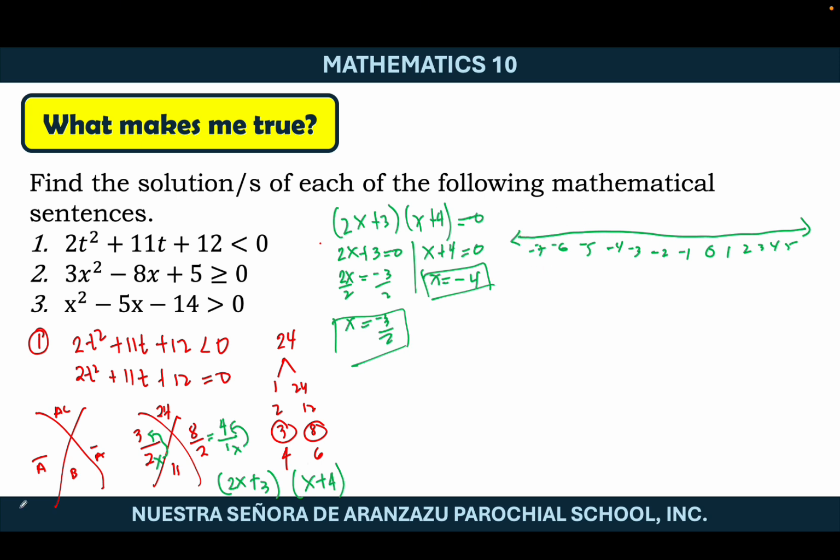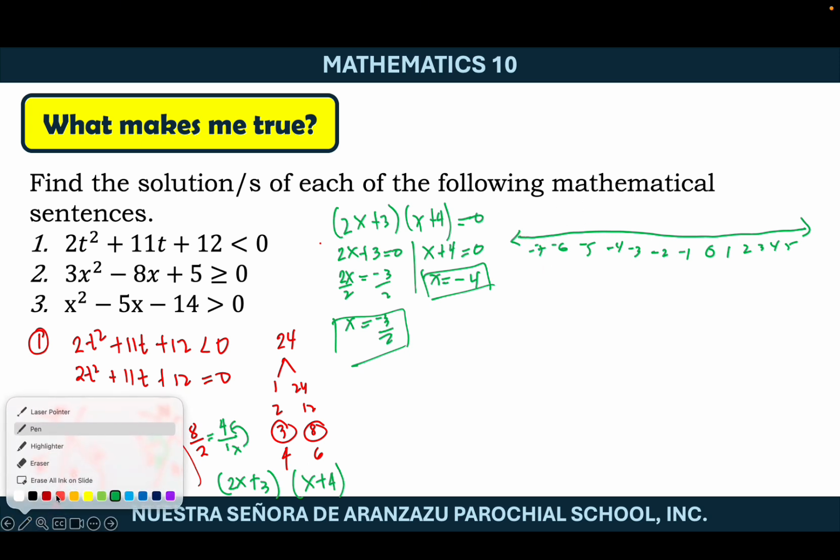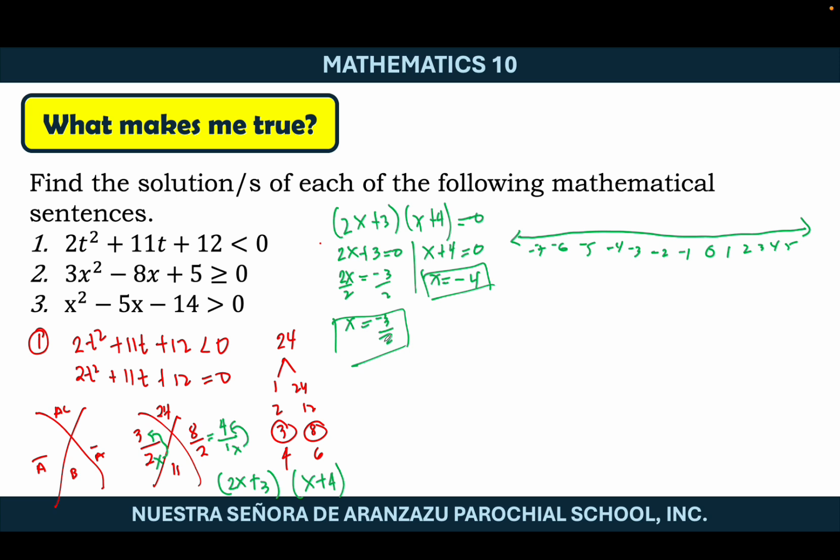Yan. So, locate natin yung dalawang value. So, kapag fraction siya, you can convert this into decimal. Divide nyo lang, negative 3 divides 2. That will give you negative 1.5. Okay? So, that is in between negative 1 and negative 2. And gagamit tayo ng unshaded circle kasi ang ginamit na symbol dito is less than.